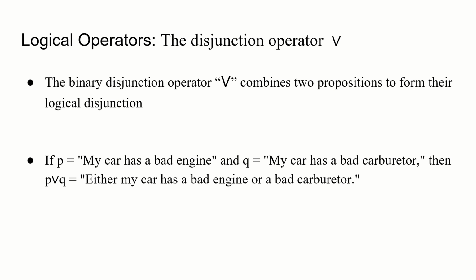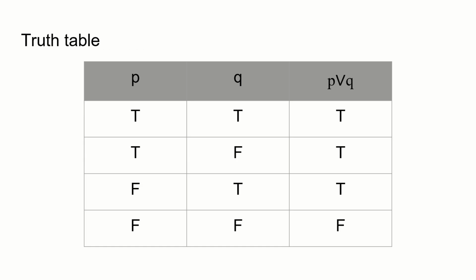disjunction. Disjunction is also a binary operator. Let's take a look at the example. P equals my car has a bad engine, and Q equals my car has a bad carburetor. Then P disjunct Q equals either my car has a bad engine or a bad carburetor. So take a look at the truth table. We will understand it more.